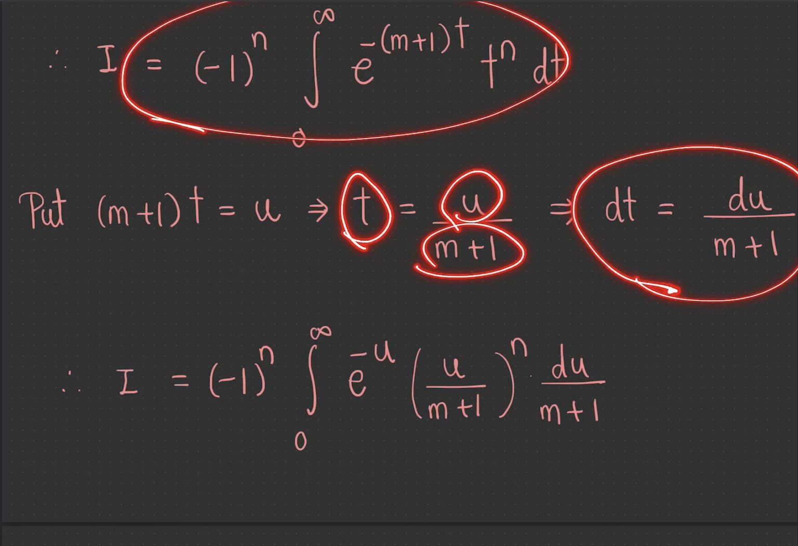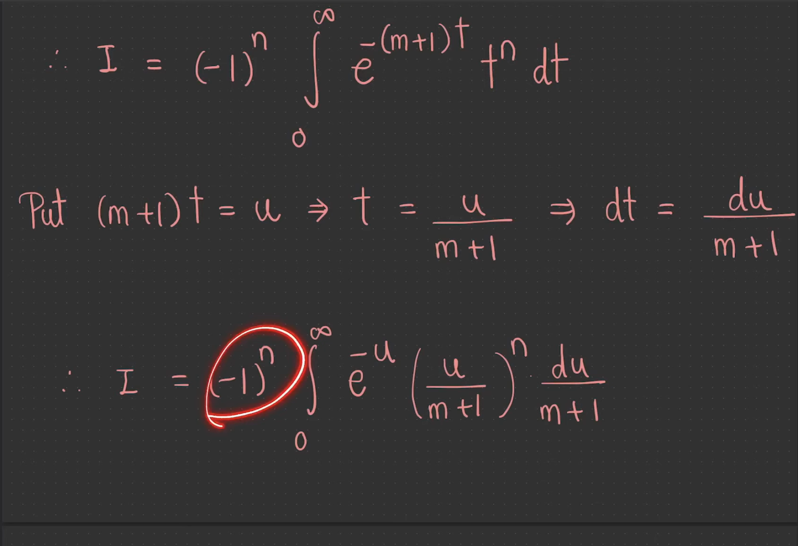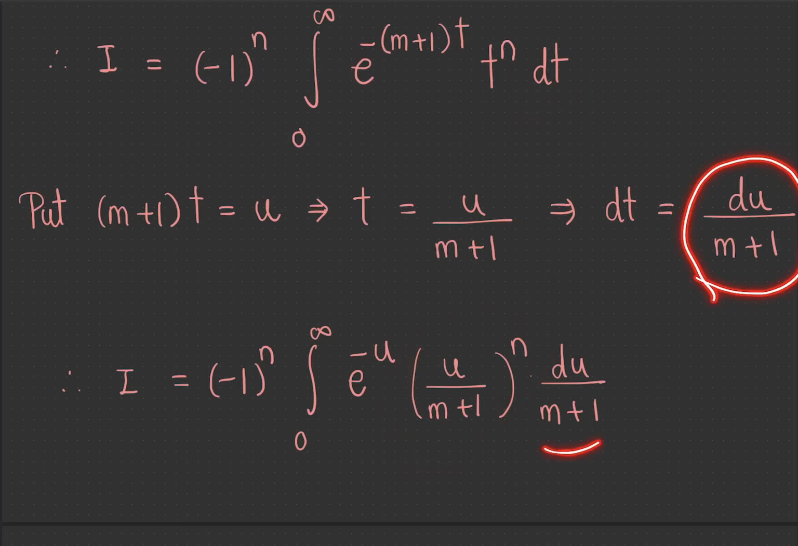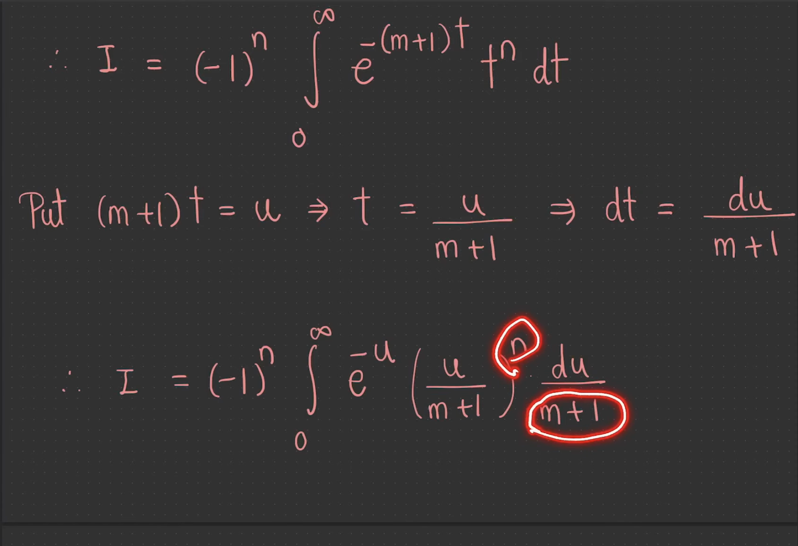So this integral becomes I equal to minus 1 raised to n as it is, integration 0 to infinity as it is, e raised to minus of m plus 1 t, that is e raised to minus u, into t raised to n. What is the value of t? T is u upon m plus 1. So u upon m plus 1 raised to n into dt. Here dt is du upon m plus 1. Since m plus 1 is a constant, we will take this out. So here the power of m plus 1 is n, and here the power of m plus 1 is 1.